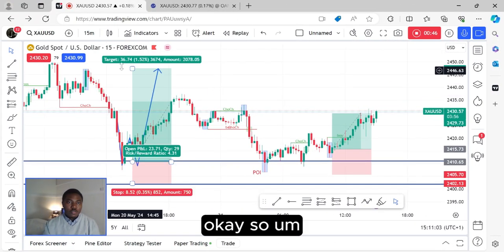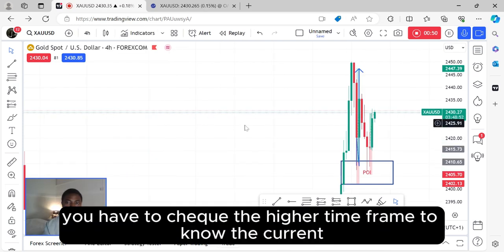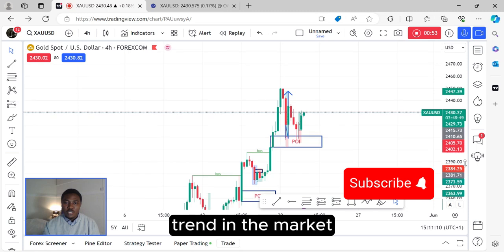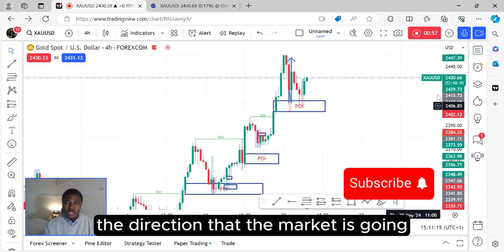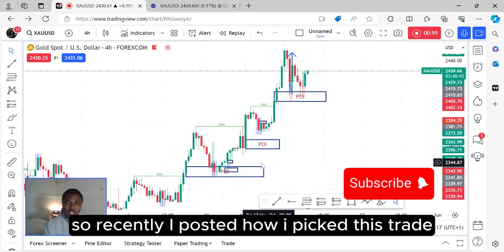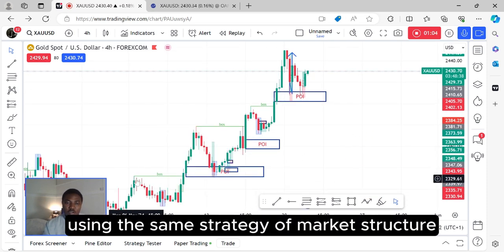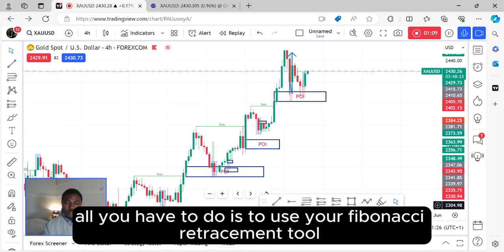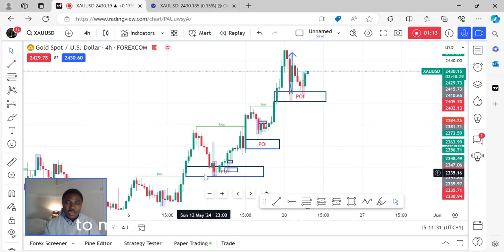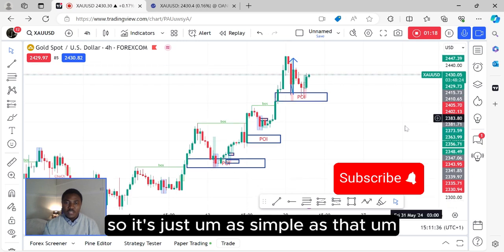Okay, so first remember you have to check the higher time frame to know the current trend in the market, and from there you can decide the direction that the market is going. So recently I posted how I picked this trade using the same strategy of market structure. We have a break of structure here, and all you have to do is to use your Fibonacci retracement tool to mark from the low and the high and identify your point of interest and pick your entry. So it's just as simple as that.